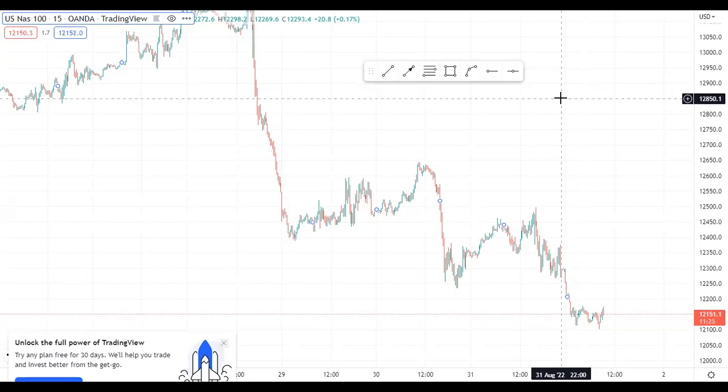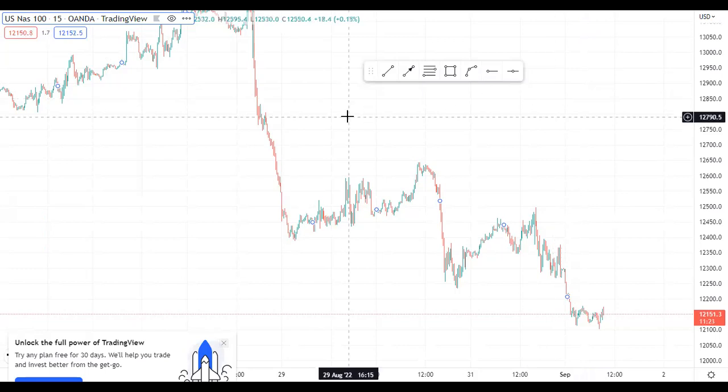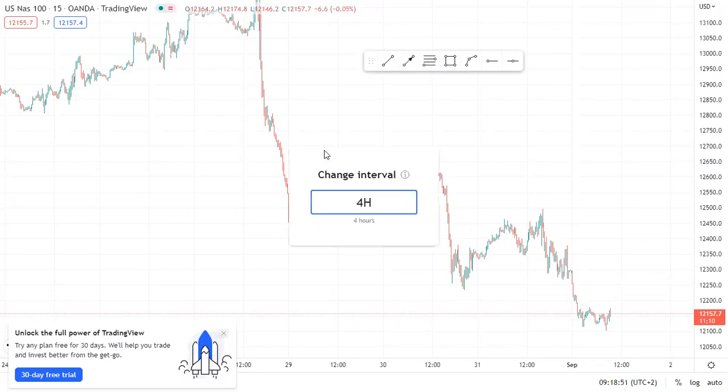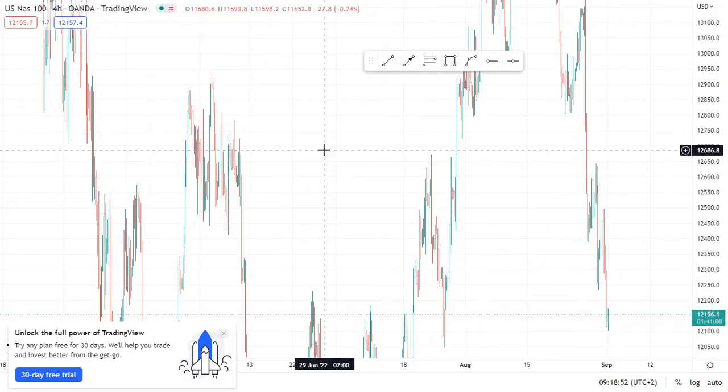So, I want to quickly touch up on market structure. A lot of people have been telling me that I should start doing market structure. It's been long overdue, so let's get into it. I'm going to start on the H4 time frame, and then we'll go from there.